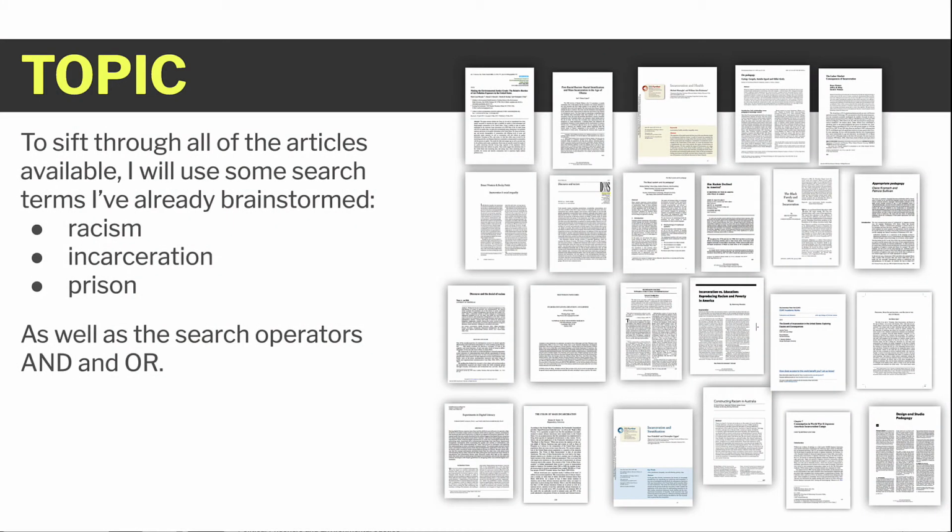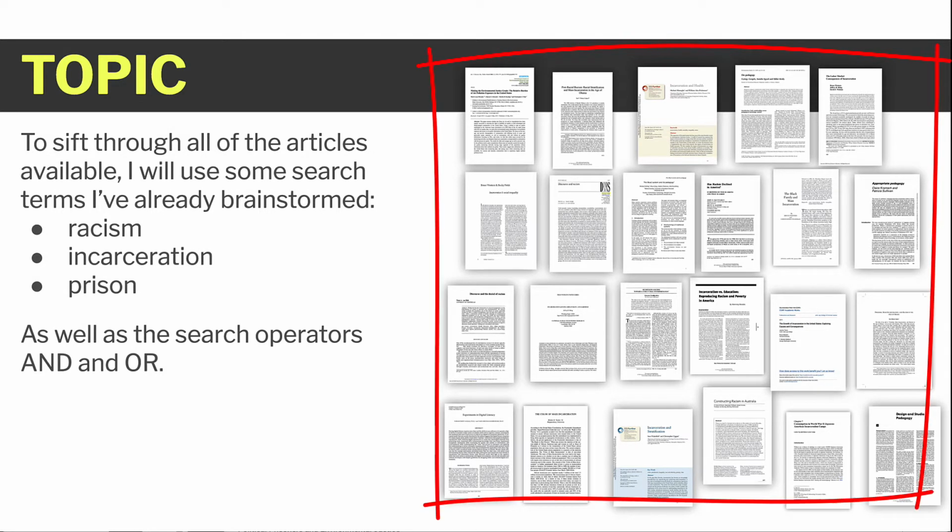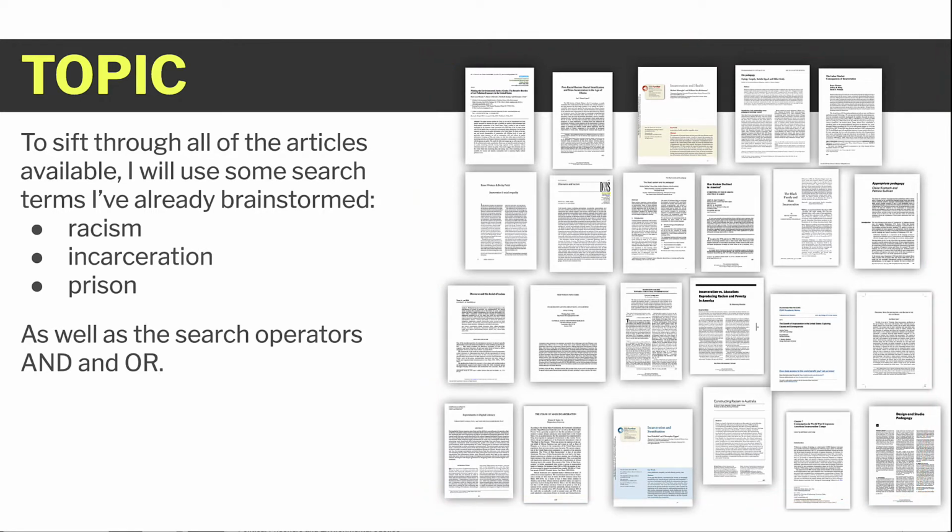Here's the scenario. I'm going to search in a database for articles about the role of racism in incarceration. These articles on the right symbolize everything that I might find in a database. Some of these are completely irrelevant to my topic, so how can I get a list of articles that are relevant? To sift through all of the articles available, I will use some search terms I've already brainstormed: racism, incarceration, and prison. I will also use the search operators AND and OR to connect these terms in a way that will give me the most relevant articles for my topic.